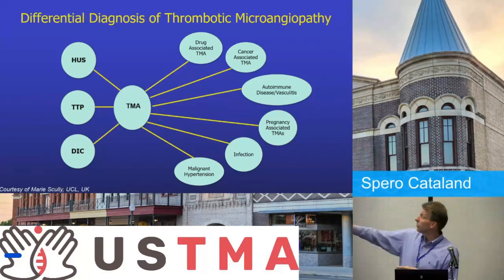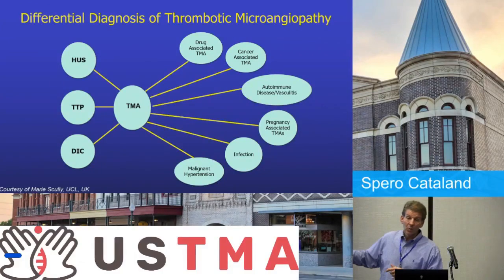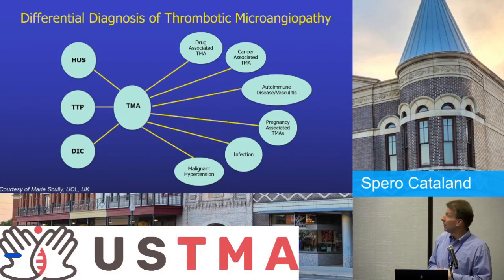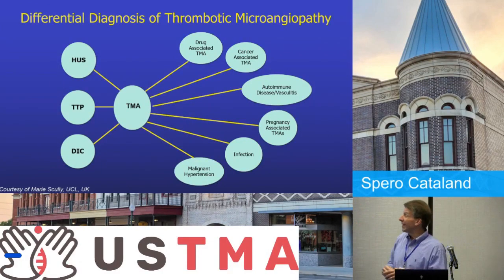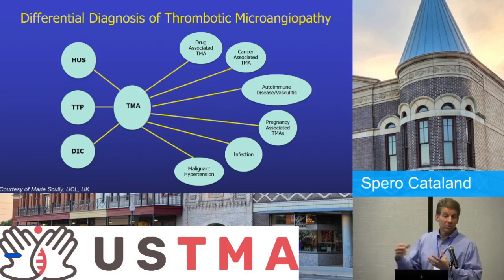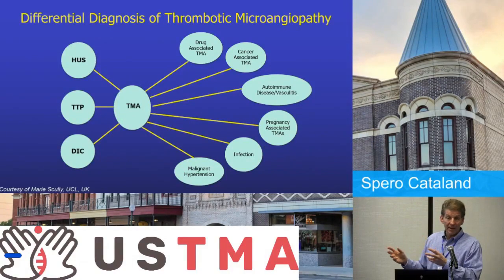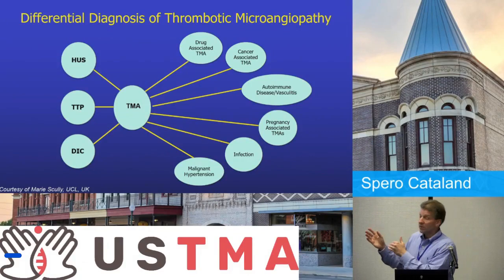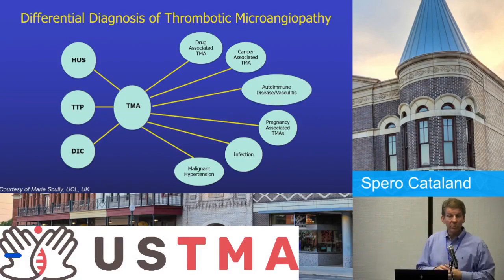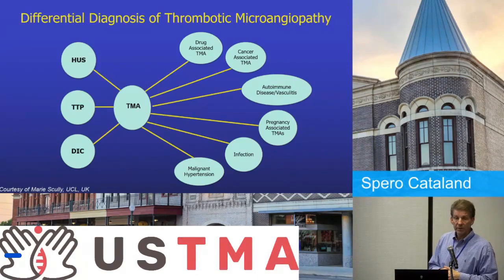We're also looking for other things clinically. Was there a new medication given? Cancer-associated TMA, metastatic cancer can look just like this. So a lot of things can look like a TMA, but narrowing down what's the cause and what you should be doing about it is important. So far, so good?